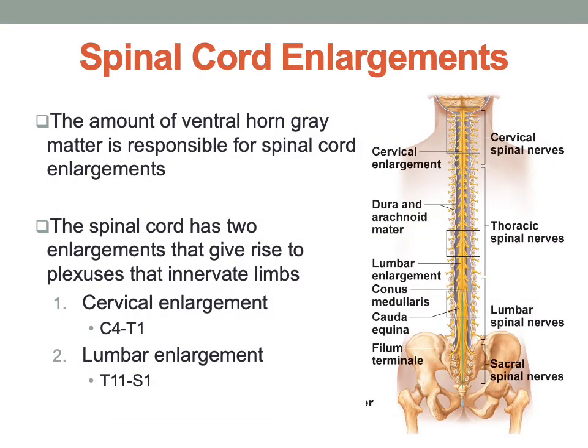Spinal cord enlargements. The amount of ventral gray horn matter is responsible for the spinal cord enlargements. The spinal cord has two enlargements that give rise to plexuses that innervate the limbs. We have a cervical enlargement that runs from about C4 to T1, and a lumbar enlargement that is found between T11 and S1.